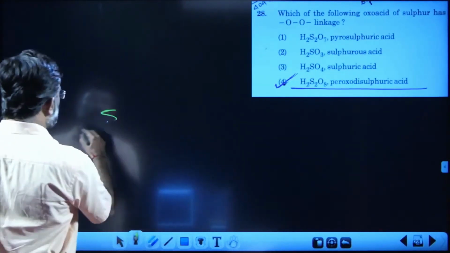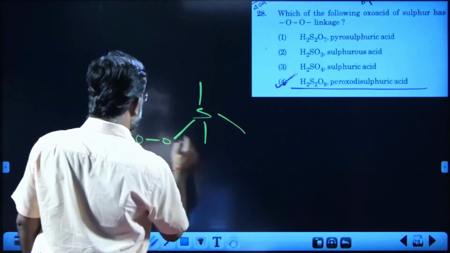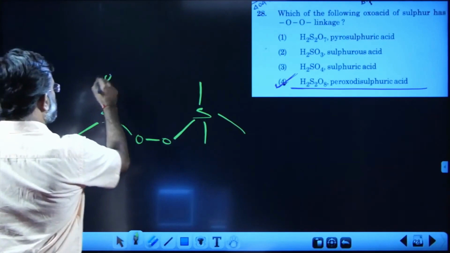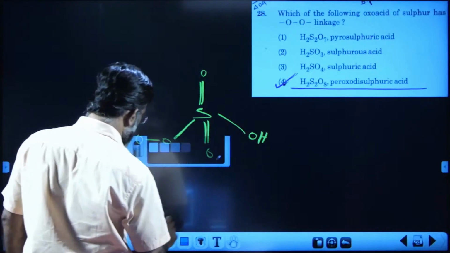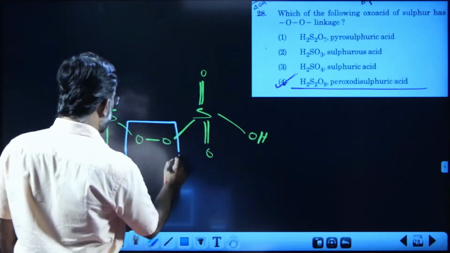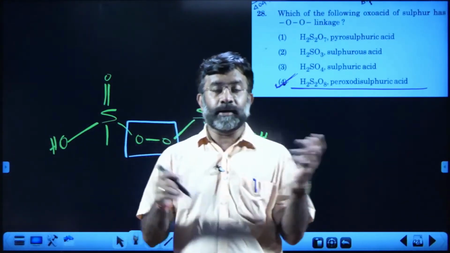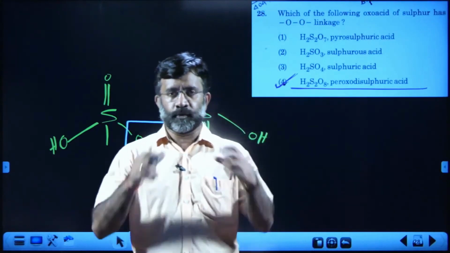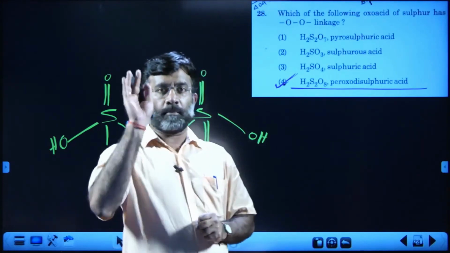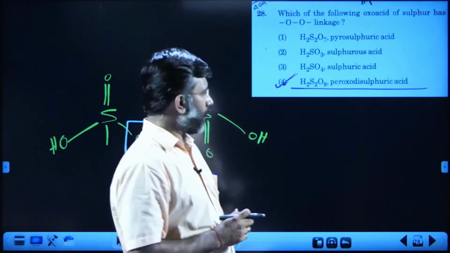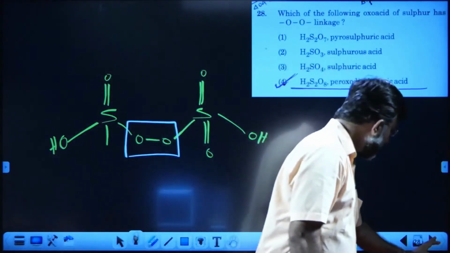H2S2O8. H2S2O8 will have such a structure, and there is a peroxy linkage. Peroxomonosulfuric acid units combine to give peroxodisulfuric acid, H2S2O8, famously known as Marshall's acid. Marshall's acid, that is the answer. Fourth choice.